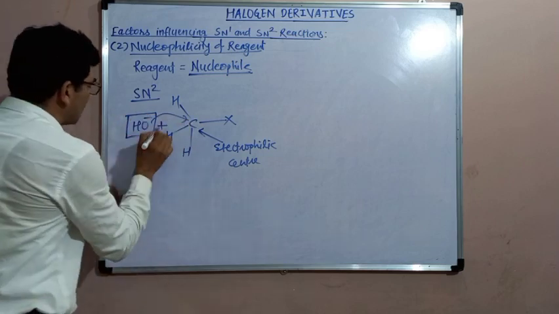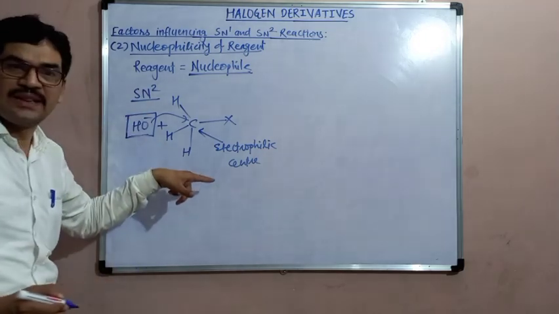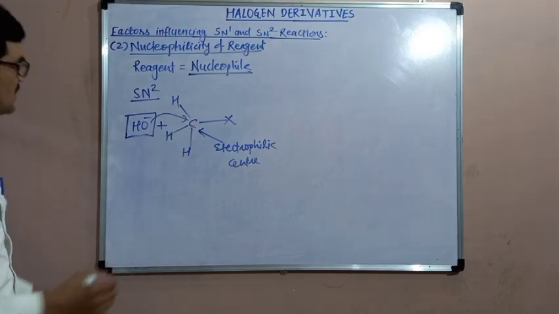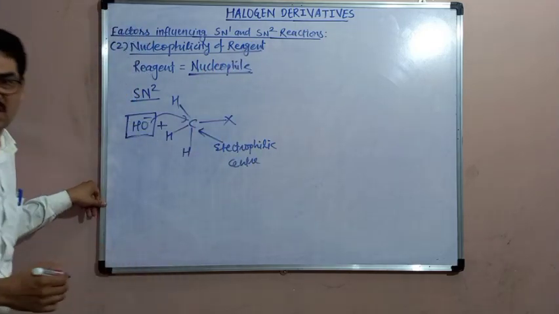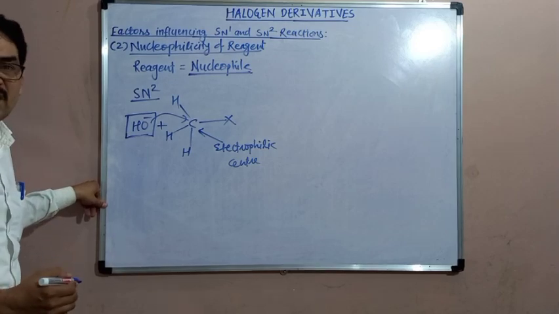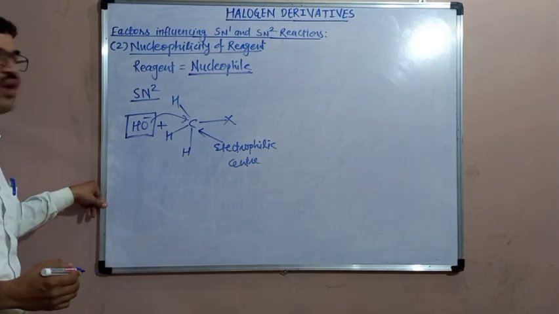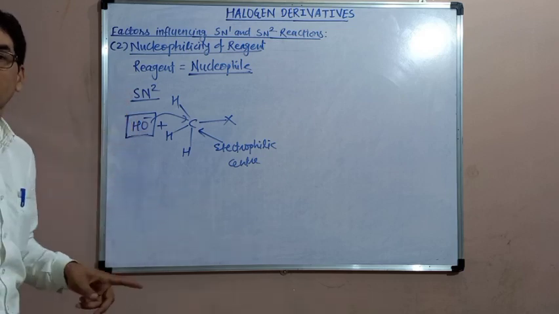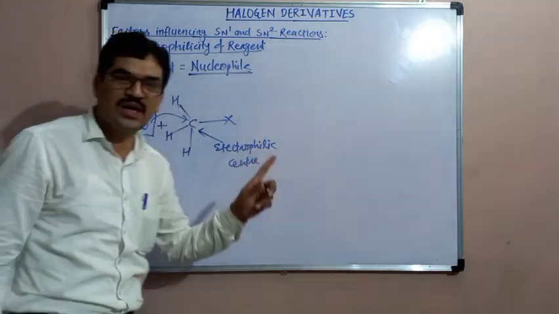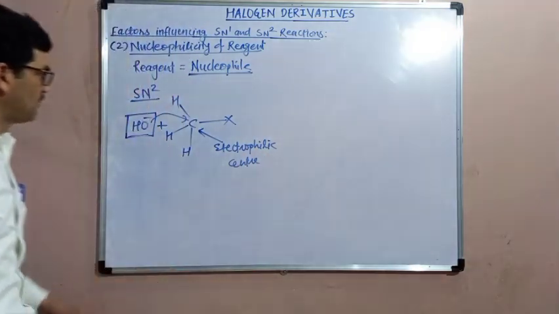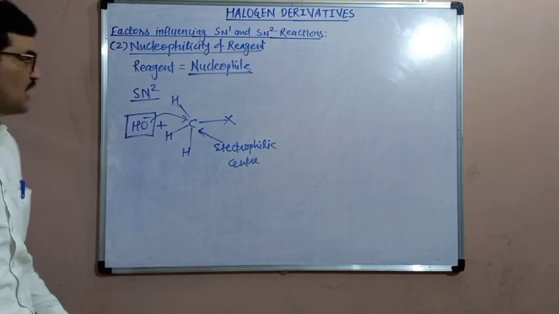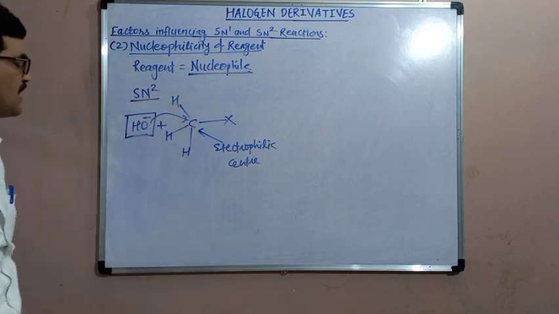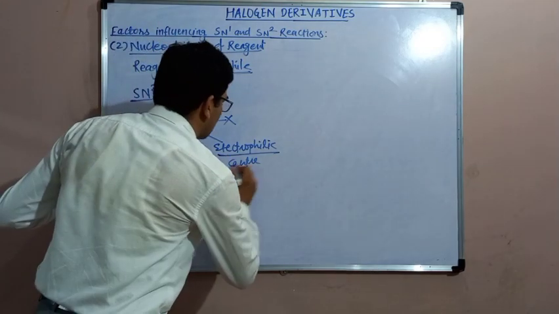But if the nucleophile is weaker, then it cannot easily attack the carbon atom. Means the rate of the SN2 reaction is more if the nucleophile is stronger, if the nucleophilicity of the nucleophile is more. So the SN2 reaction is favored by taking a stronger nucleophile, because that nucleophile can easily attack the carbon atom of the alkyl halide, that is the electrophilic center.